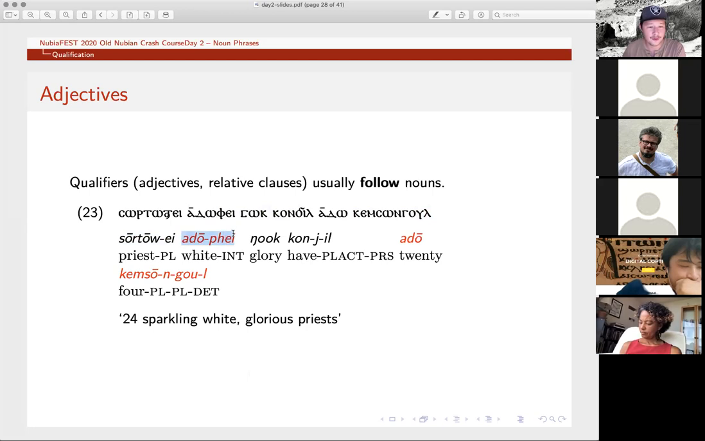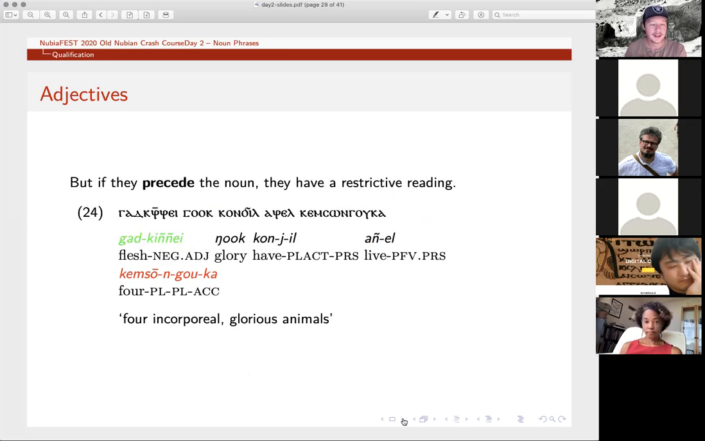So the word for white, or in this case, very white or sparkling white, as I translated it, and 24 here, and also the relative clause, which we'll look at a bit, glory having or glorious, all follows the noun. And this is the regular order. Qualifiers follow the noun. However, they can also precede them.